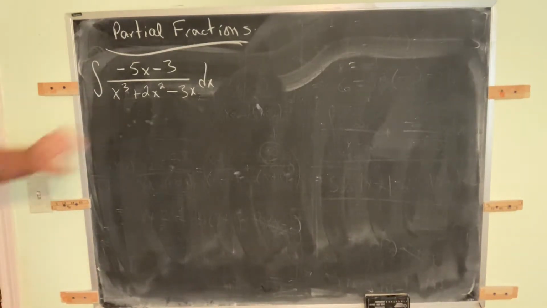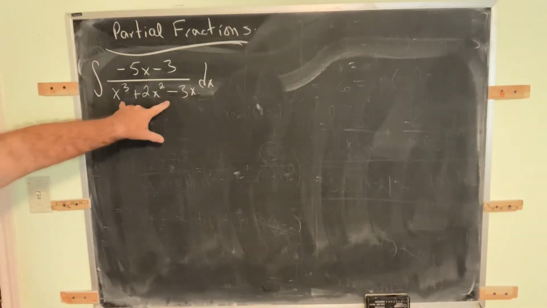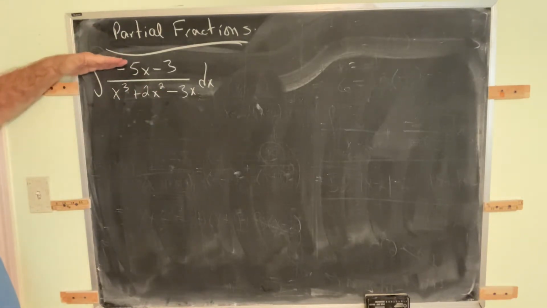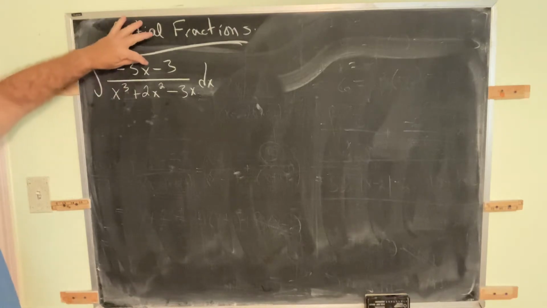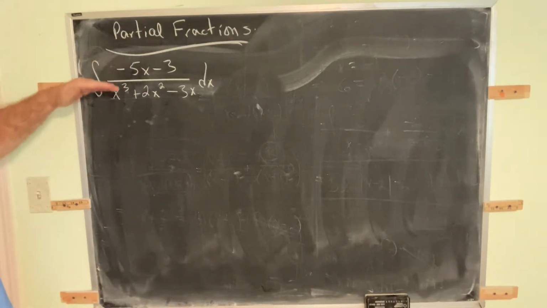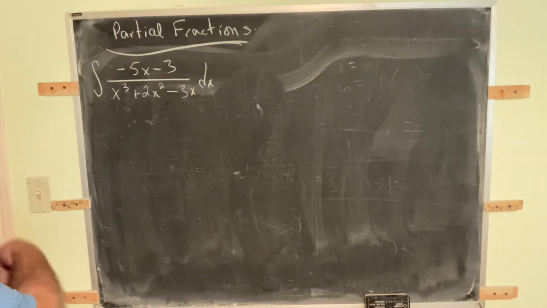All right, our next example is this expression. First thing, get this denominator factored. It is partial fractions because we have polynomial divided by polynomial. The degree of the numerator is smaller. That's the thing you want to use partial fractions with.